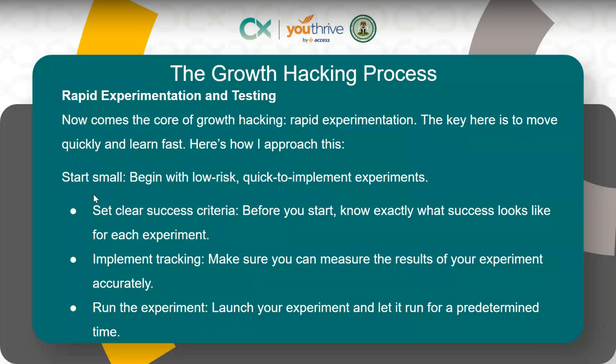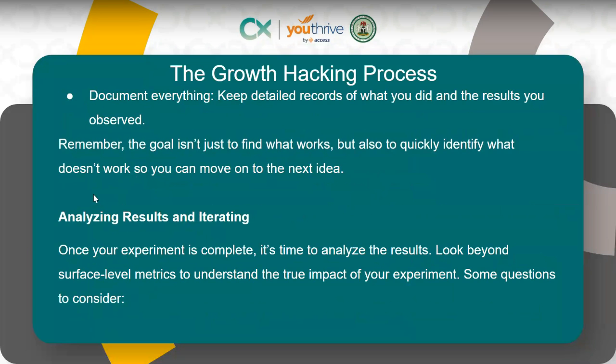All right, implement tracking. Make sure you can measure the result of your experiment accurately. Run the experiment, launch it, and let it run for a predetermined set of time. Document everything. All right, keep a detailed record of what you did and the results you observed. And remember, the goal isn't just to find what works; it's also to quickly identify what doesn't work, so you can move on to the next idea.